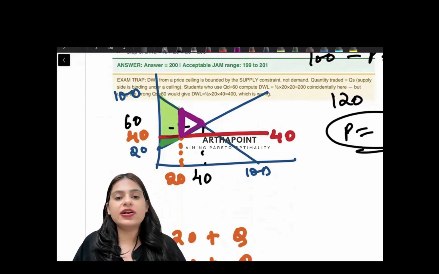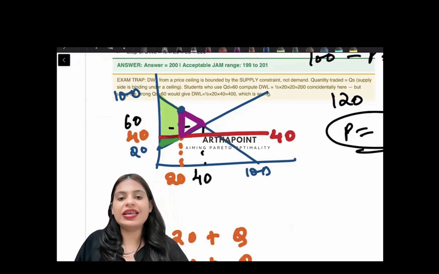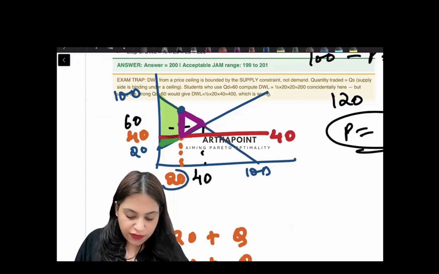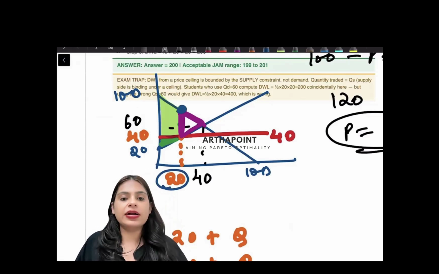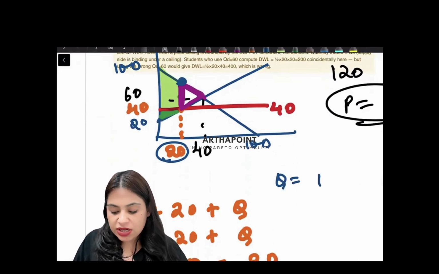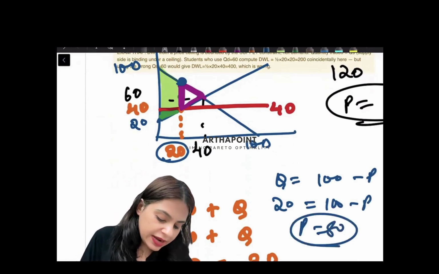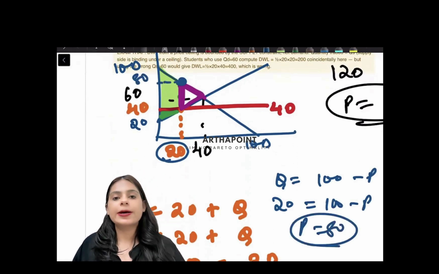To find the deadweight loss, you would need this point. That means you have to put 20 in the demand curve. If I go to the demand curve, then quantity is equal to 100 minus P, 20 is equal to 100 minus P, so P will be 80. So you will get your price as 80.